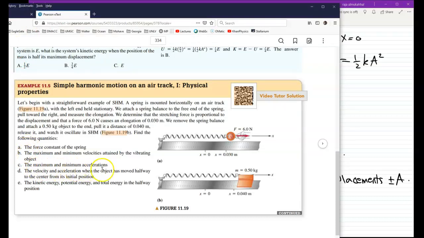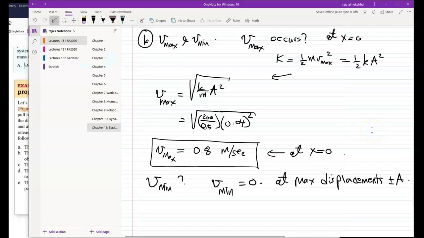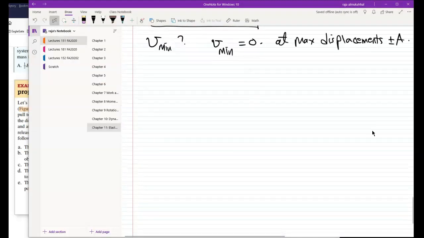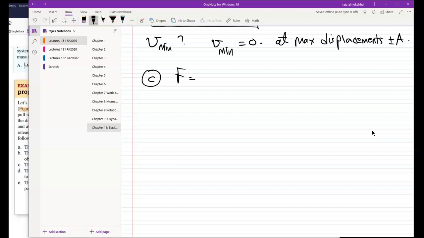The third part, he says, the maximum and minimum acceleration. Remember I told you acceleration is not constant in this, so it basically changes all the time. How do I find the acceleration? I just showed it to you. F equals ma, and that's equal to kx. Again, I'm ignoring the minus sign for now. So in this case, a is equal to k over m times x. There it is. Okay?